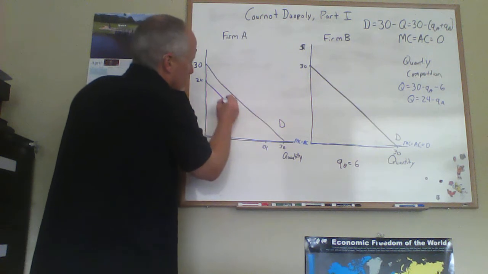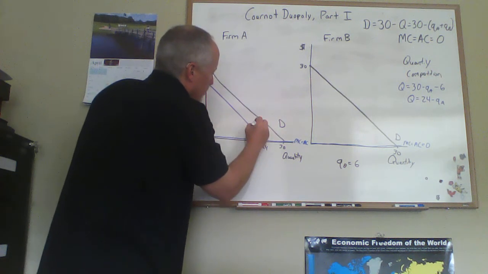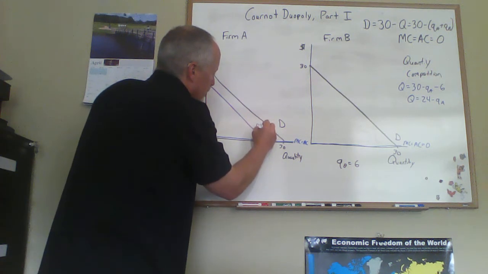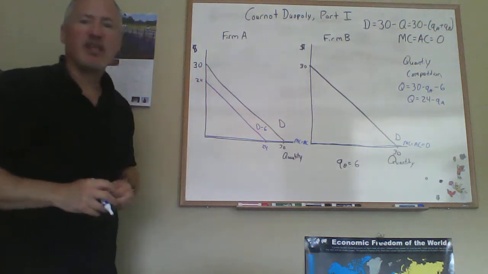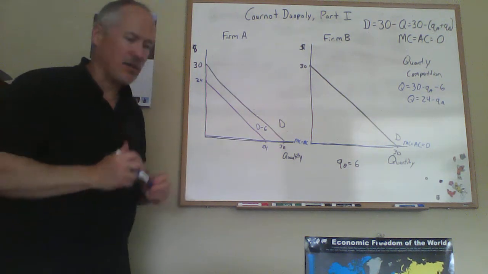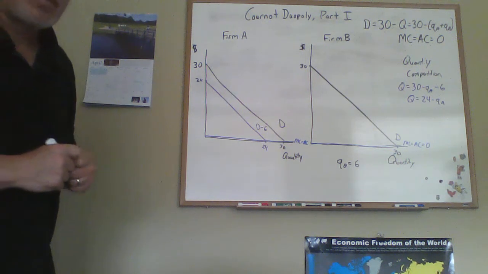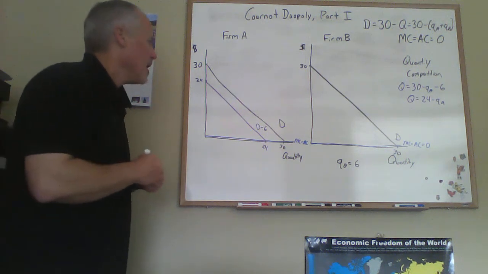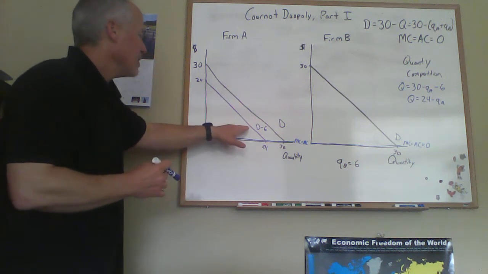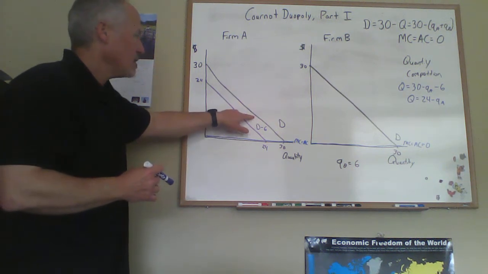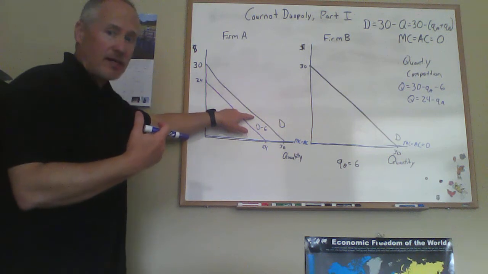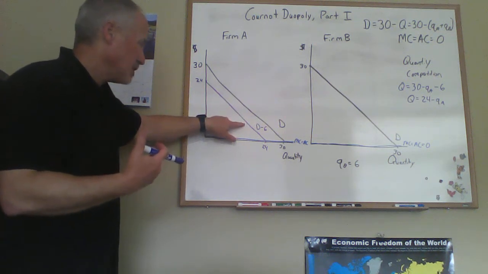I'll call this D minus 6: D minus the quantity that firm B is going to provide. If this market demand curve is linear, then if we subtract 6 units off it, the demand curve is still linear.